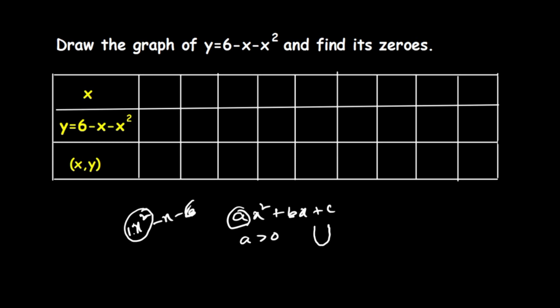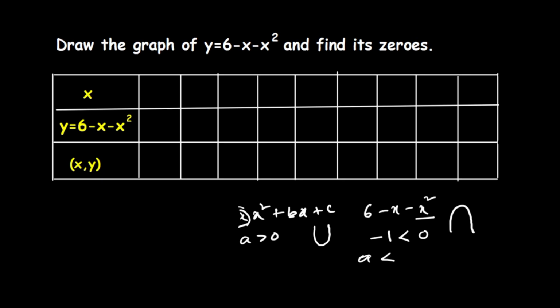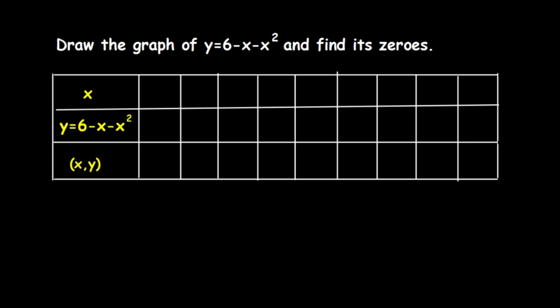Now you observe in this graph, this is 6 minus x square. Here x square coefficient is negative 1, that means it is less than 0. When a is less than 0, you will get a downward parabola like this. So how we get these points, where it is intersecting, what its zeros are, everything we will discuss now.